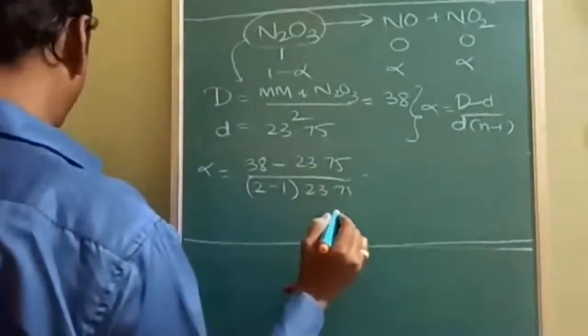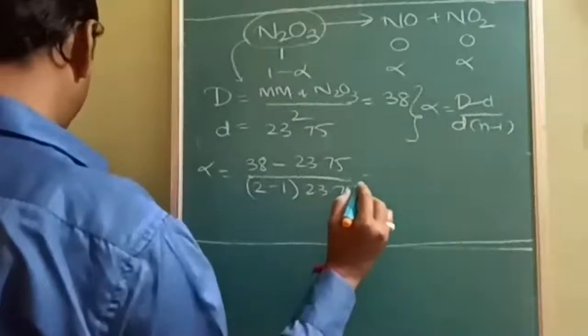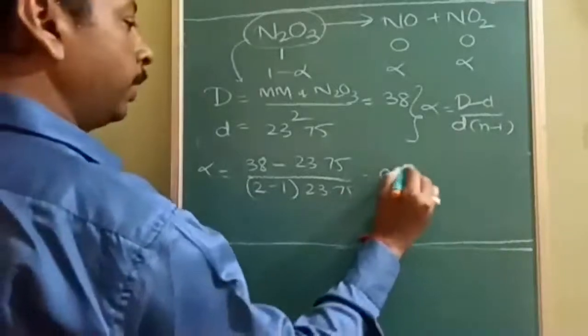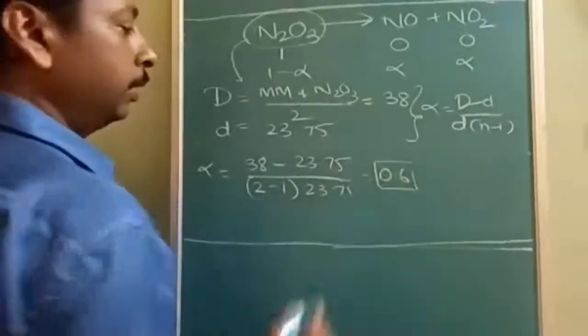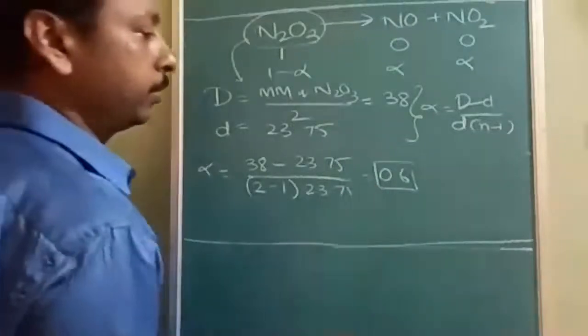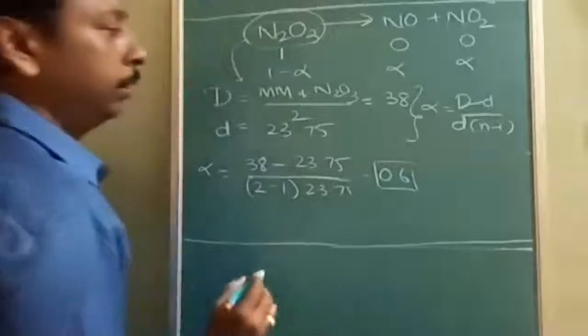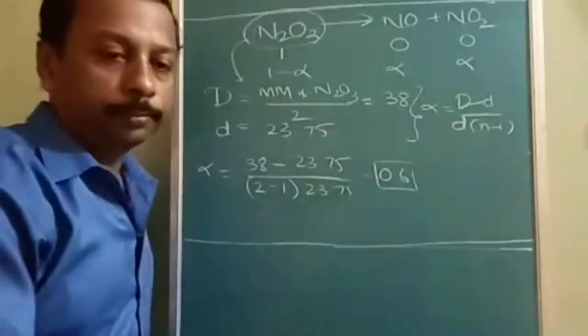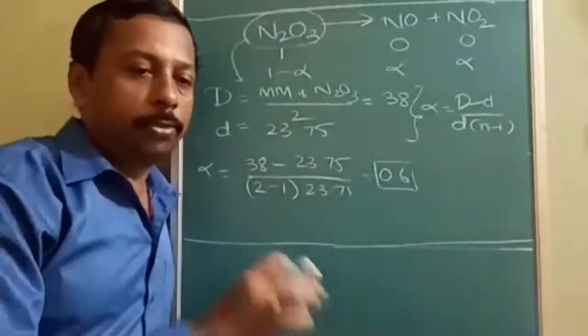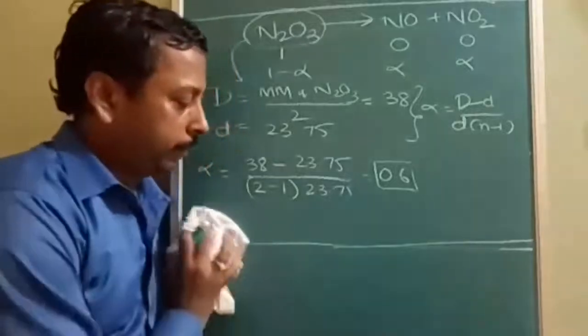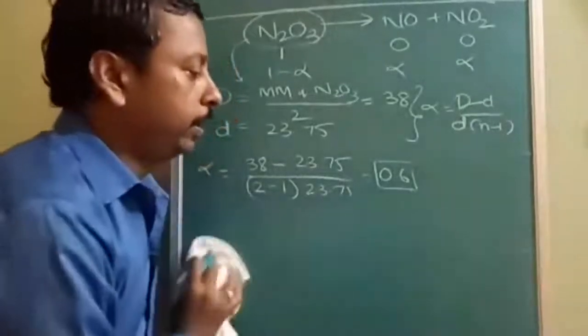On simplification you will get 0.6. But it is not the answer, because the question asks for percentage by mass. Up to here, is it clear? Any doubt you can ask. After that I am explaining, so listen very carefully.